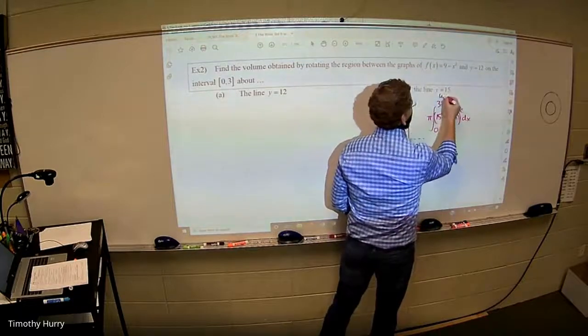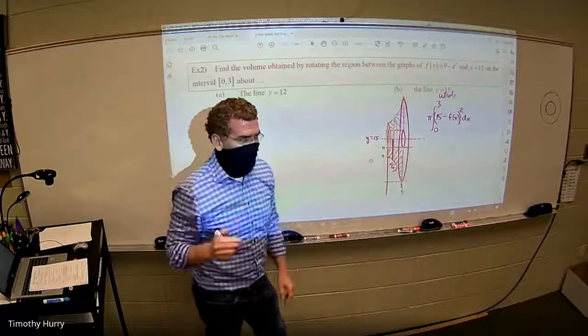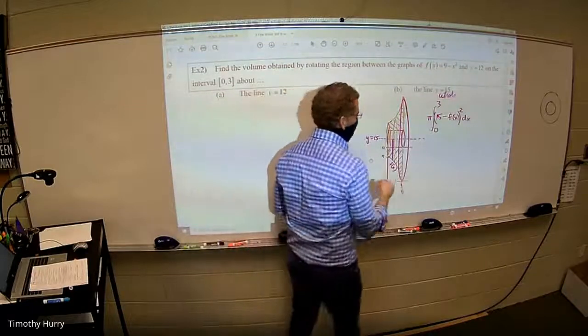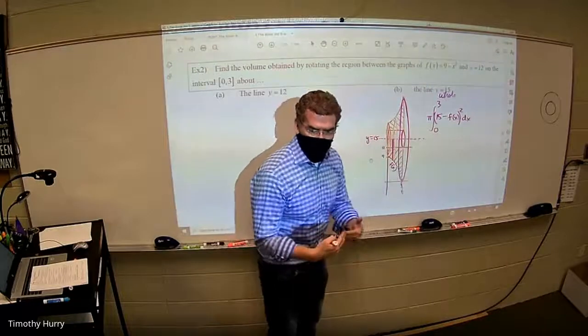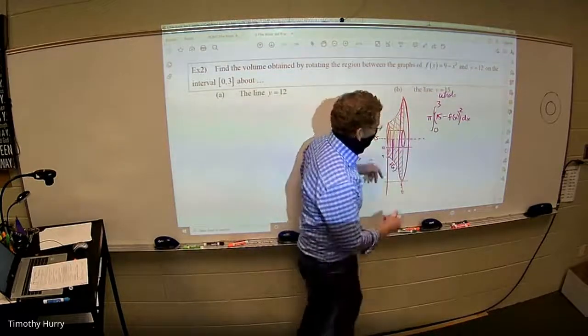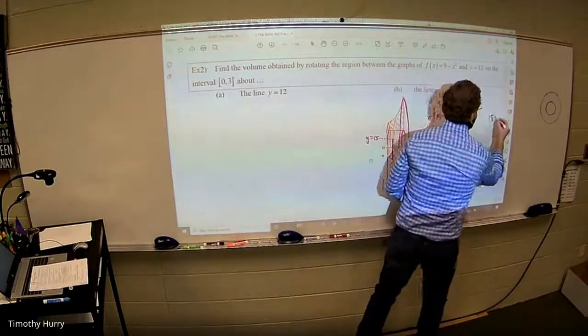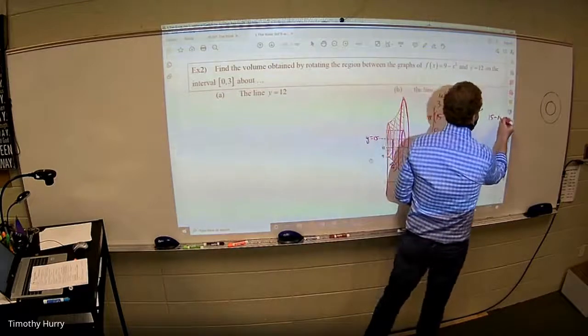And this is my hole. Now, I want to get rid of what? This. Now, if I'm really sticking to my guns, I go axis minus inner. The axis is 15. Inner is y equals 12. Can you just say 3?